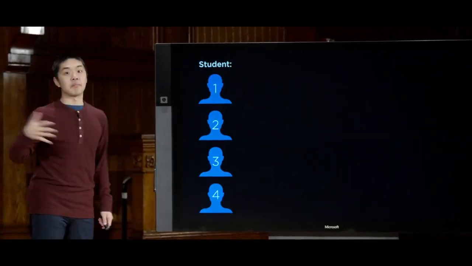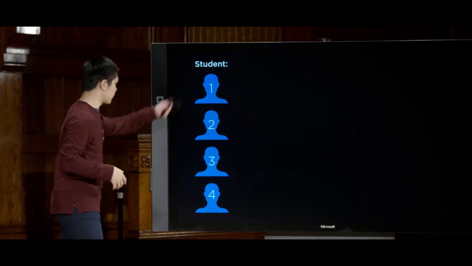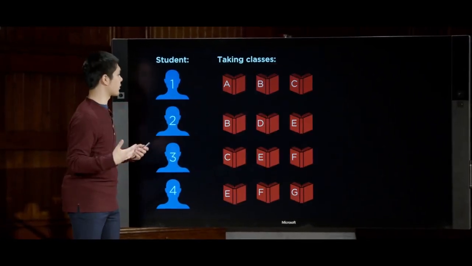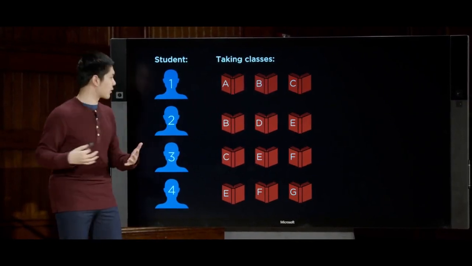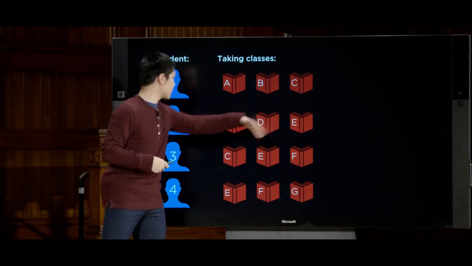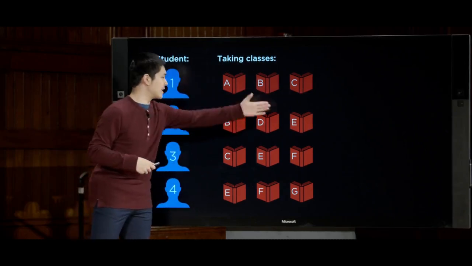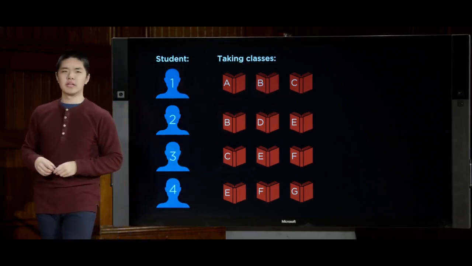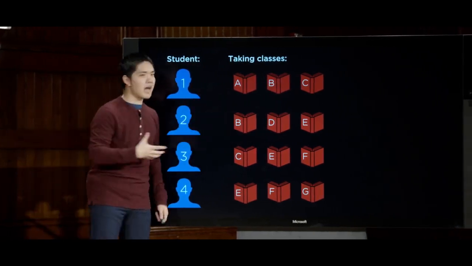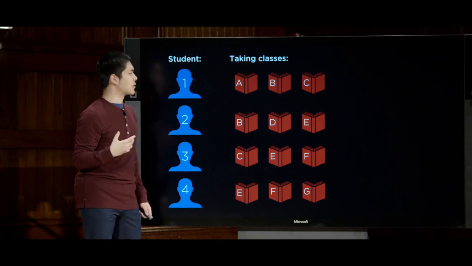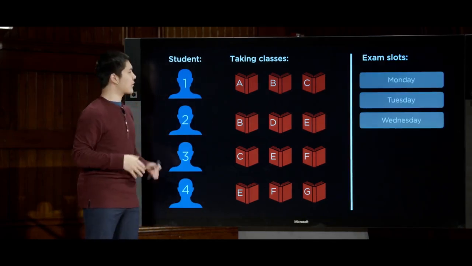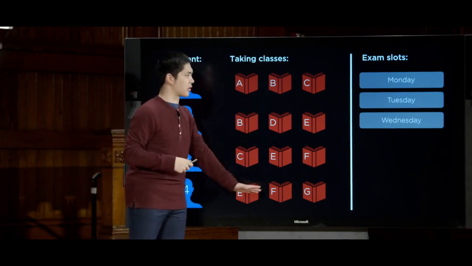So let's take a look at a real-world example, for example. Let's look at exam scheduling. That I have 4 students here, students 1, 2, 3, and 4. Each of them is taking some number of different classes. Classes here are going to be represented by letters. So student 1 is enrolled in courses A, B, and C. Student 2 is enrolled in courses B, D, and E, so on and so forth. And now, say a university, for example, is trying to schedule exams for all of these courses. But there are only 3 exam slots on Monday, Tuesday, and Wednesday. And we have to schedule an exam for each of these courses.